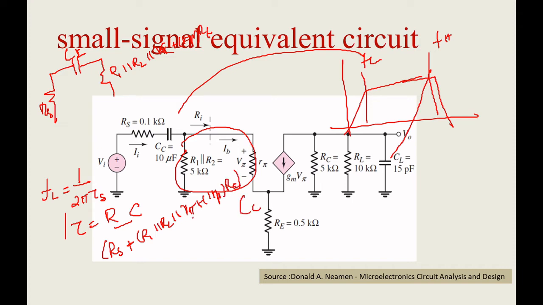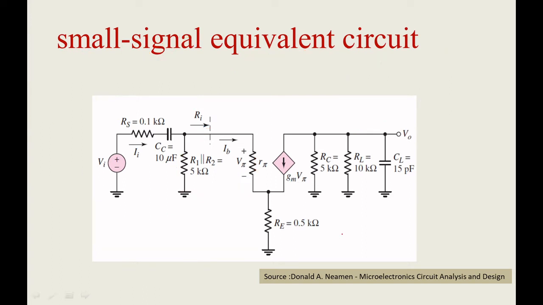So this one I can take as Ri. You can see, right? So I can write tau as nothing but RS plus R1 parallel to R2 parallel to Ri, into CC. That's all. So now very simple, you got this FL. Now we want to find FH. By looking at the circuit itself, we can identify this tau function. Now we will identify it for FH.